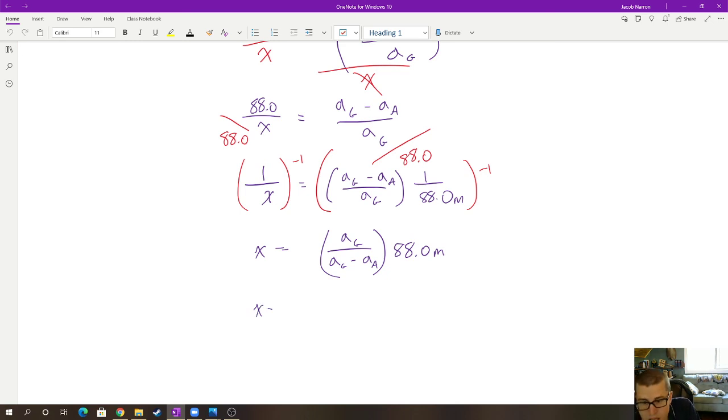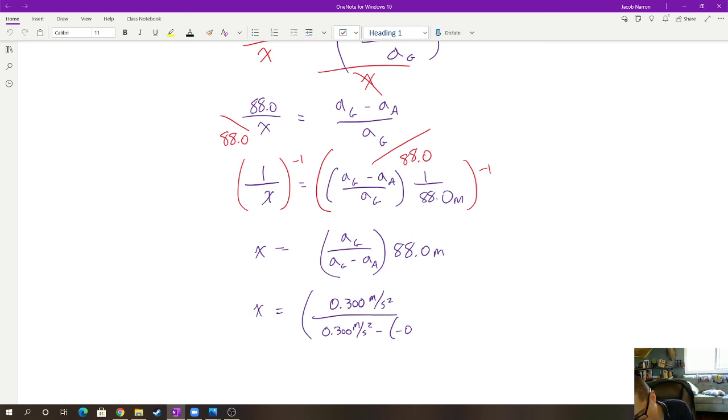All right, so ag, I have to look back at what I wrote, is positive. Now be careful with this. Positive 0.300 meters per second squared. I'm going to plug that in for both of those. And remember, Alfred's acceleration was negative 0.200 meters per second squared. So we end up getting this times 88.0 meters.